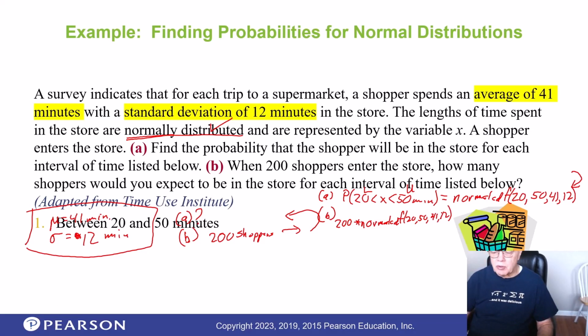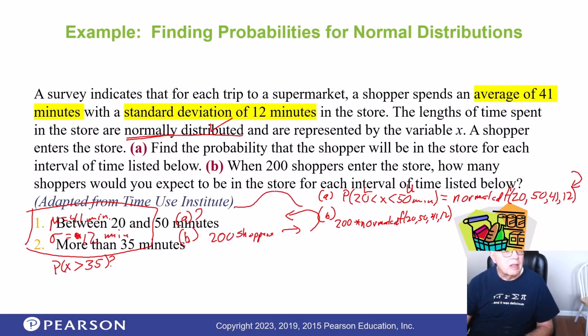What else do we want to do? Well, actually, there's a second thing we want to do. Suppose we have some shoppers coming in. What's the probability that one of those shoppers stays more than 35 minutes? Well, draw a picture like we should have back here. Draw that picture. Remember that the 41 is in the middle, the 20 is back here, and the 50 is out here. And we want the area from the 20 to the 50. That's how we got this.